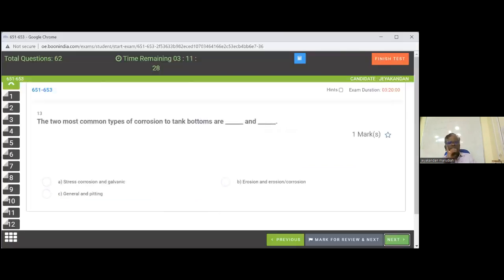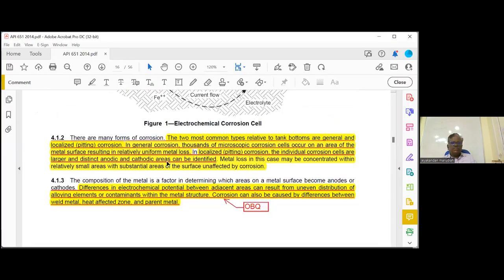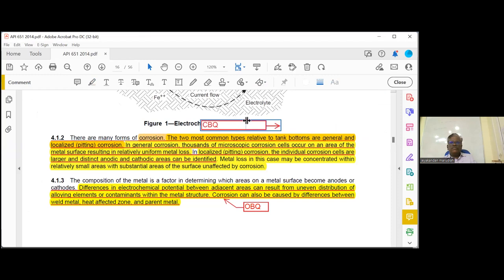Next one. The two most common types of corrosion to tank bottom are general and pitting corrosion. It is given here. Mark it. Okay, close book question. All right. The next.